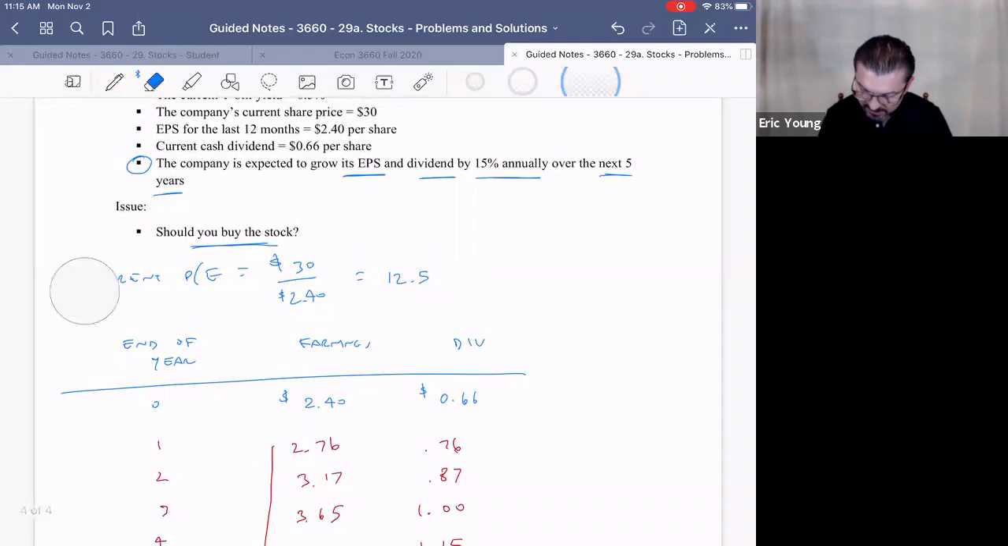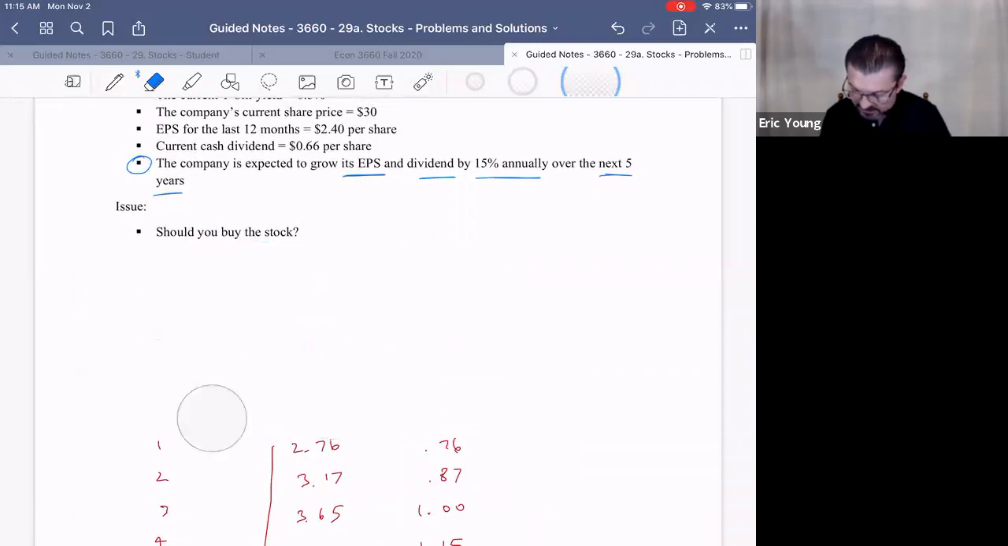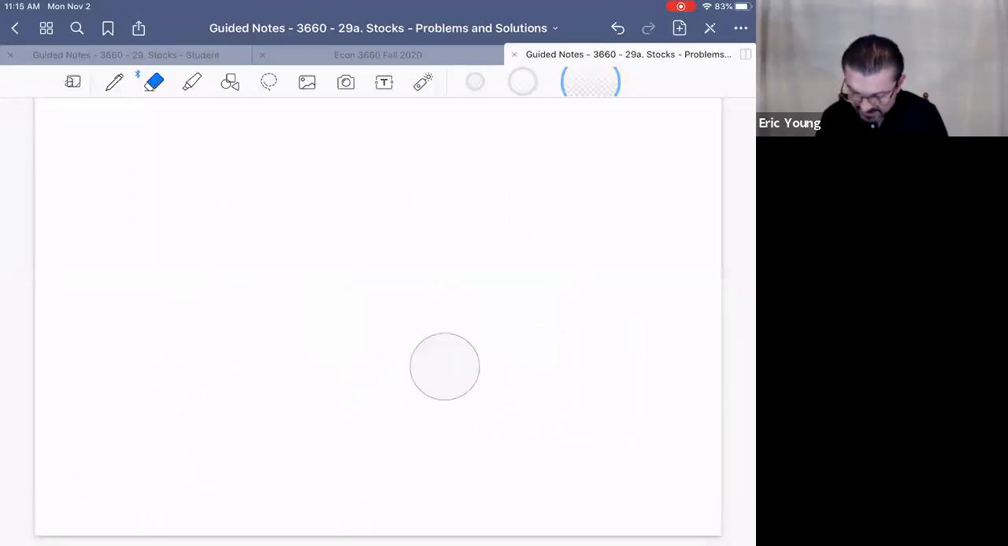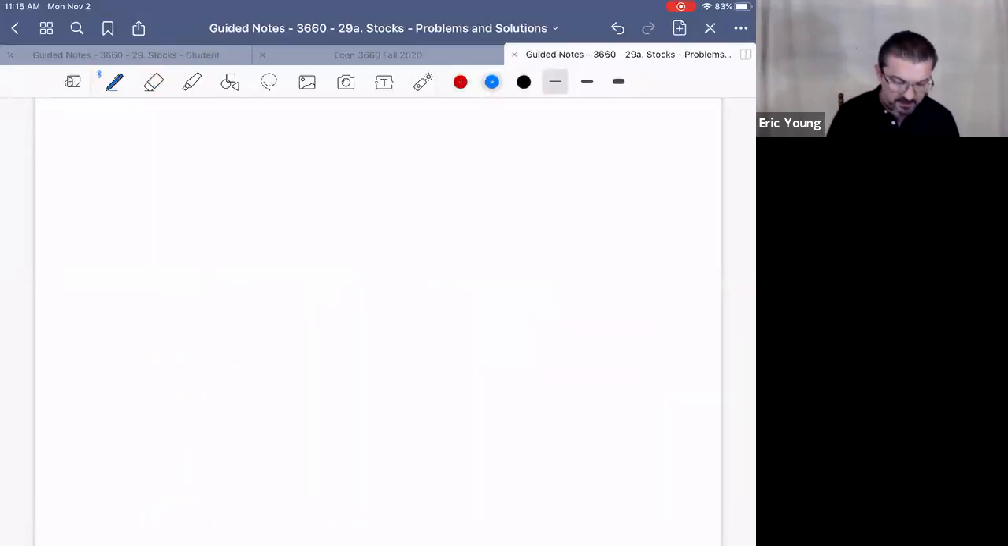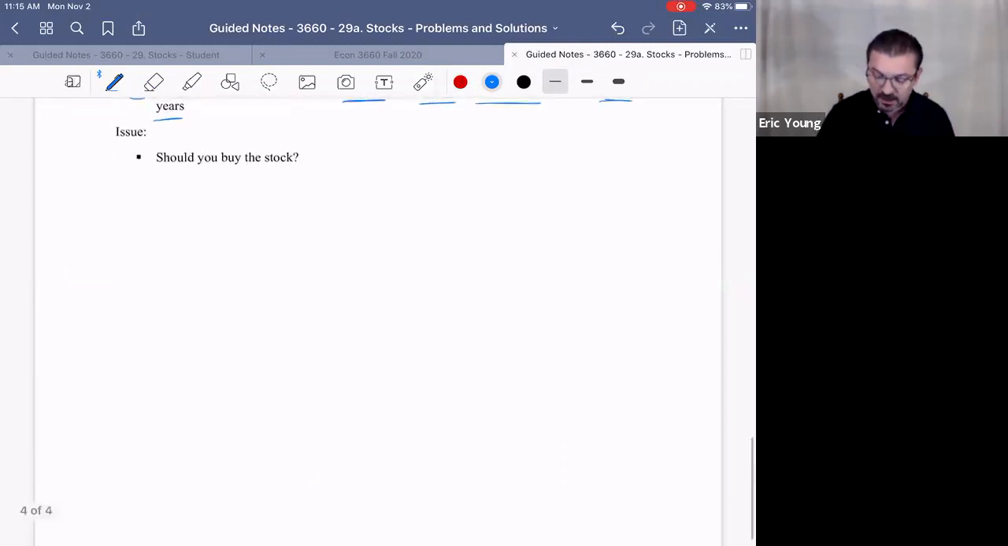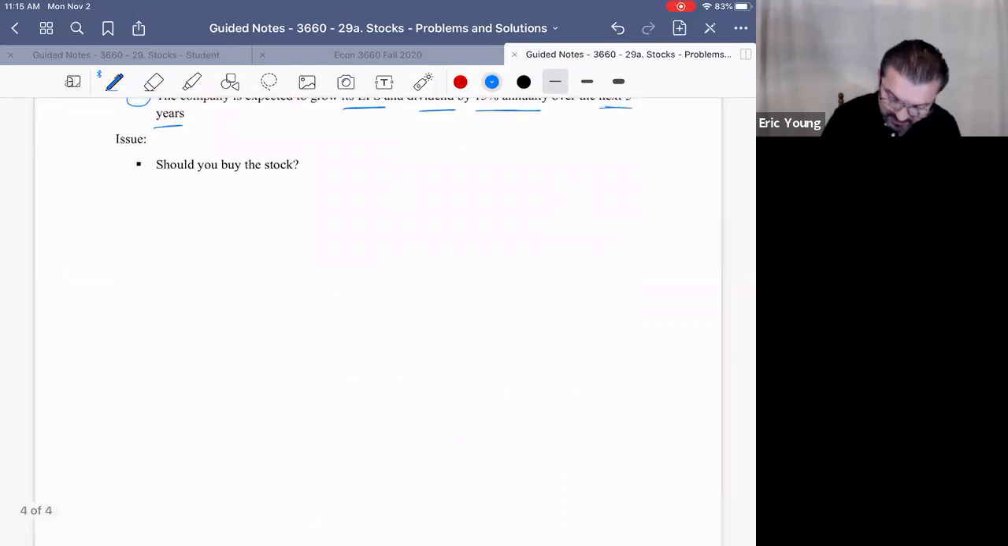Let's get this out of the way here. Let's put it all together with the big formula. And what formula is that? Well, it's this. We said that to buy a stock, we have to have an expected return in excess of our required return. We need an expected return in excess of 12.5%. So to conclude this example, we have to calculate the expected return. And I gave you the formula.